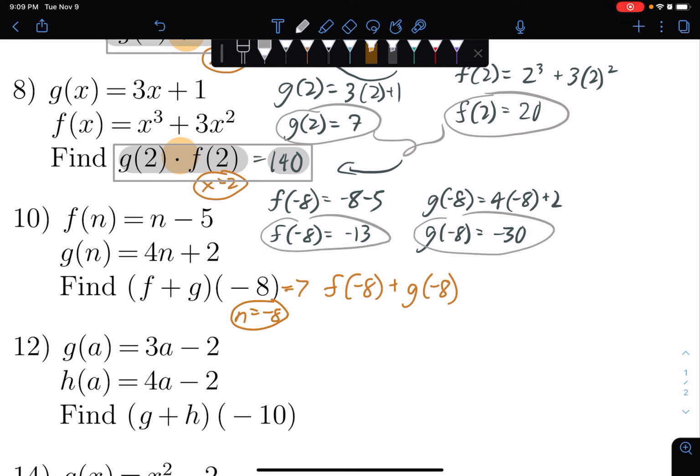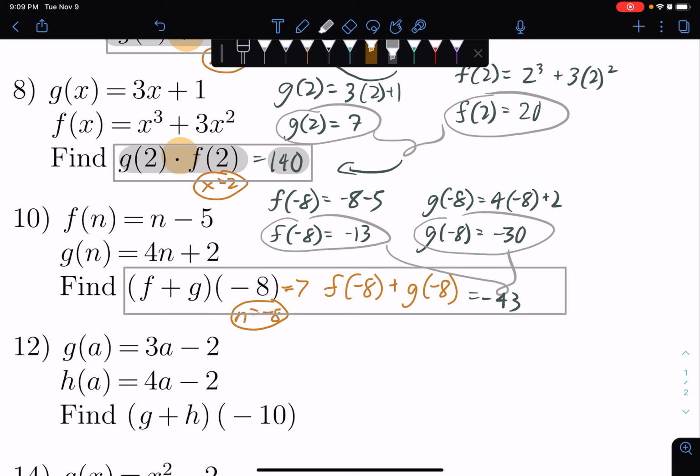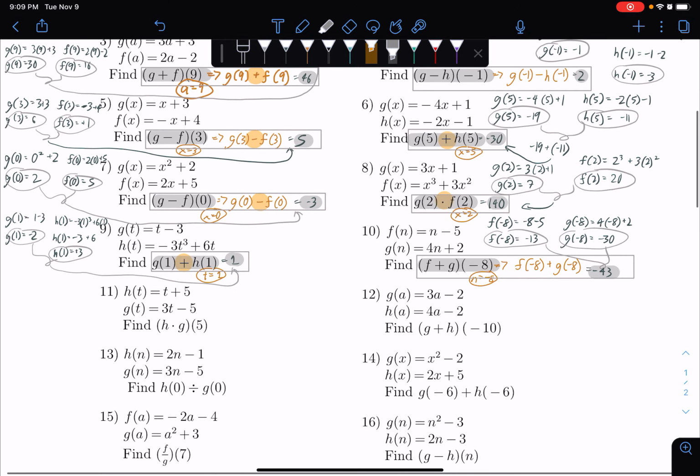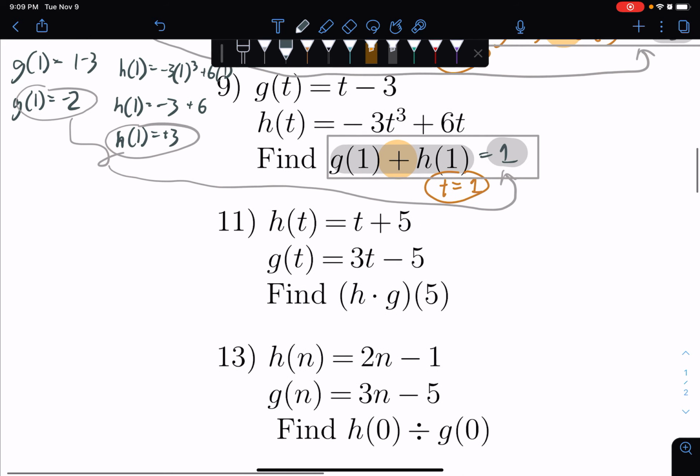Alright, encircle those. Our operation is addition. So negative 13 plus negative 30. Our answer is negative 43. Alright, and place highlight there and highlight here. There you go. Let's solve number 11.